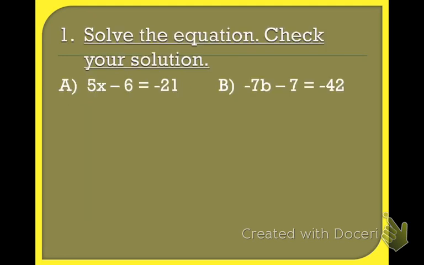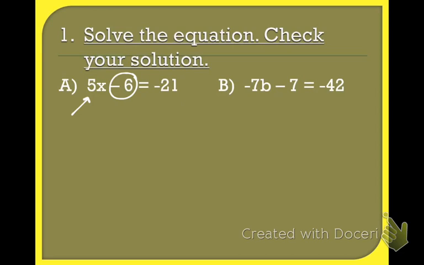Our first example is asking us to solve this equation and then check our solution. Once again, my goal every time is to get the variable by itself. So I want x to be alone, but there's two things that are not allowing x to be by itself. The first thing is this 5 that's right here, and the next thing is this minus 6. So I have to get rid of two things, which is why it's called a two-step equation.